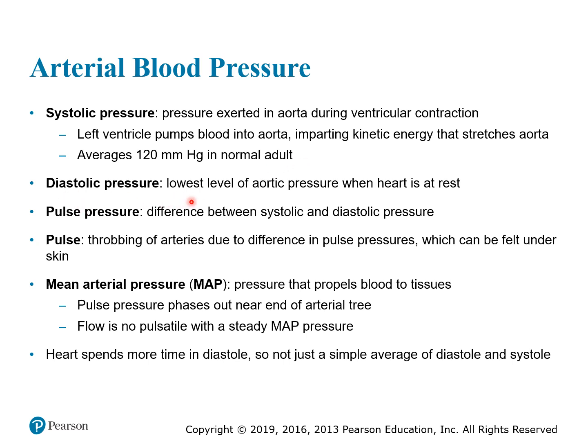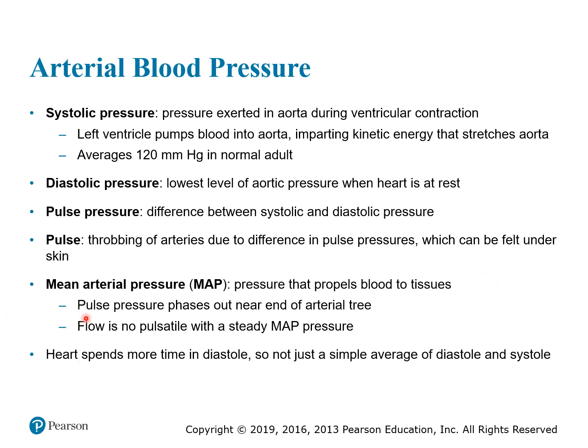And diastolic pressure is the lowest level of the aortic pressure when the heart is at rest. Pulse pressure is the difference between the two, and pulse is the throbbing of arteries due to the difference in pressure, which can be felt under the skin. So I already went over these terms. Now let's see what is mean arterial pressure. The pressure that propels the blood to the tissues is known as mean arterial pressure.